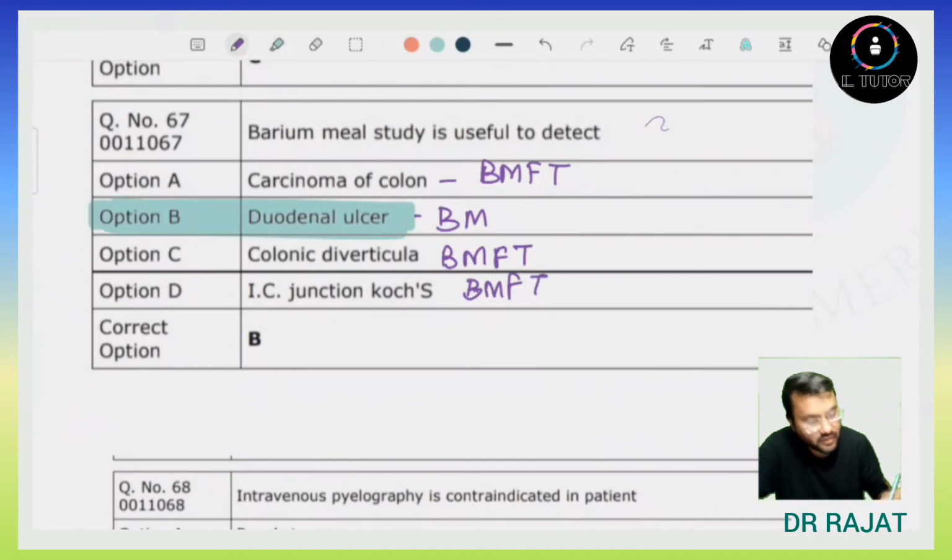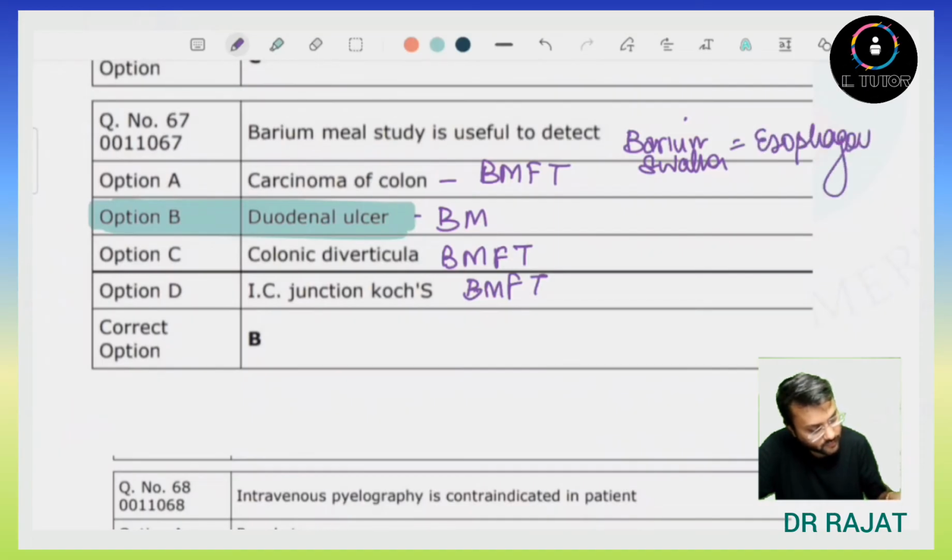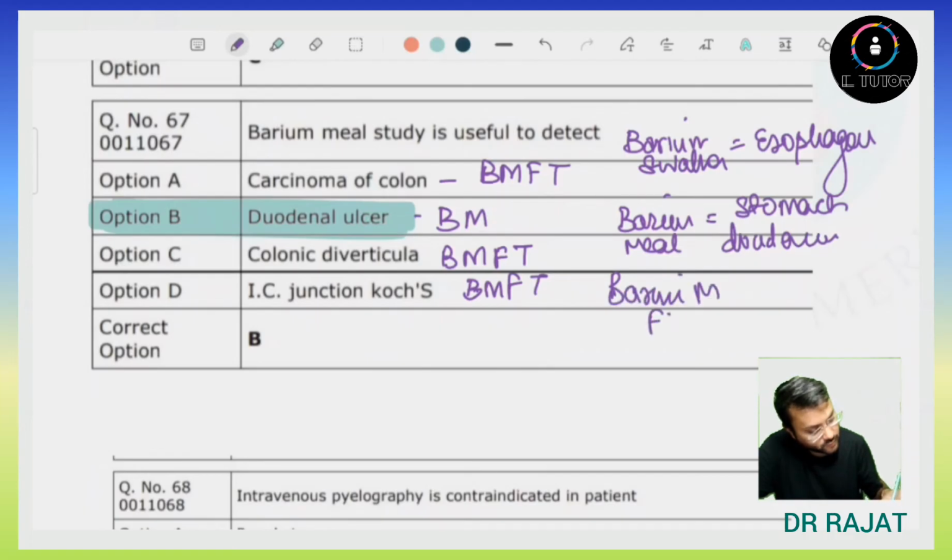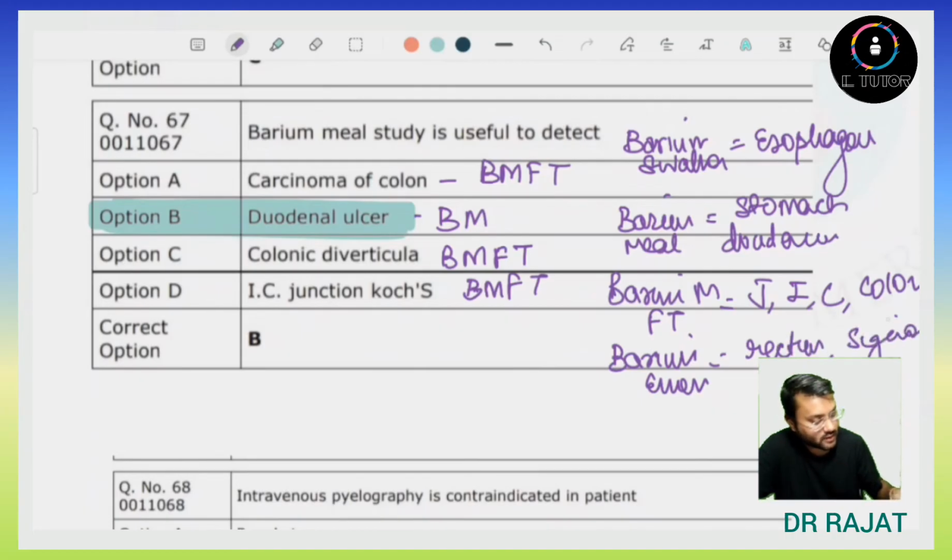If we talk about the different barium studies, then barium swallow is mainly for esophagus, then barium meal for stomach and duodenum, barium meal follow through for jejunum, ileum, cecum and some part of colon, and barium enema for rectum, sigmoid and colon. So these are all types of barium studies.